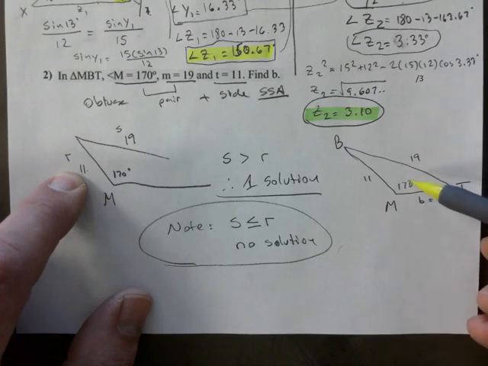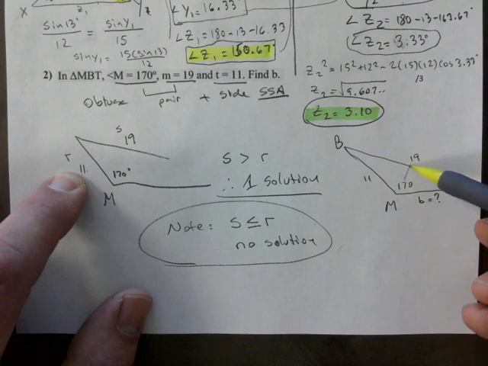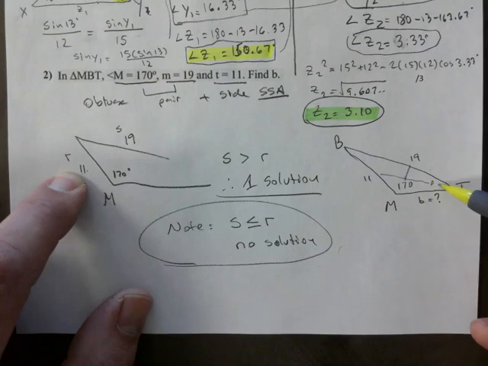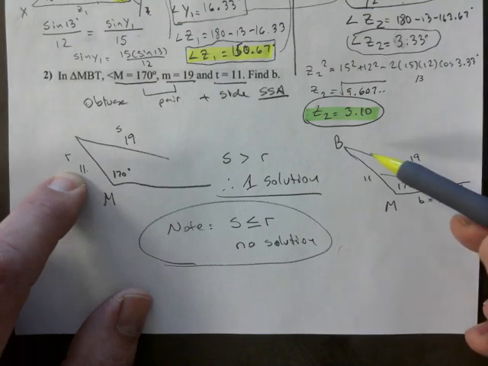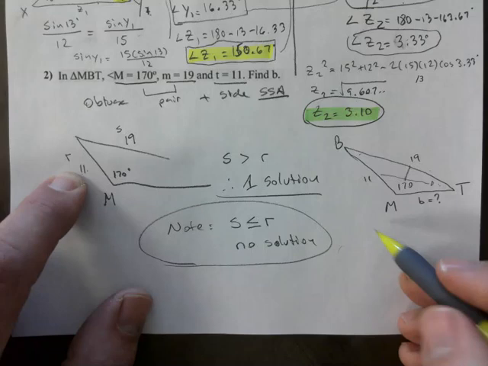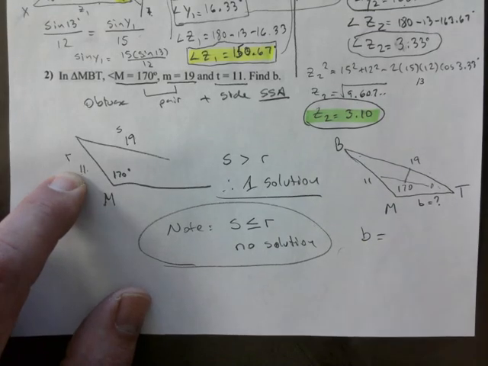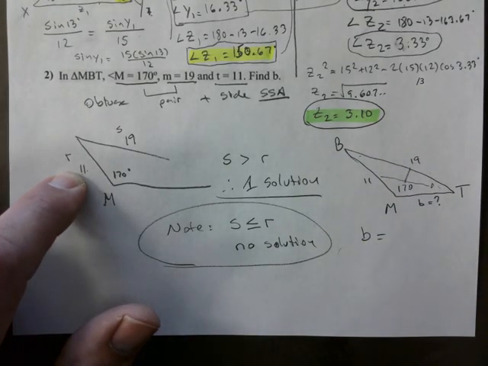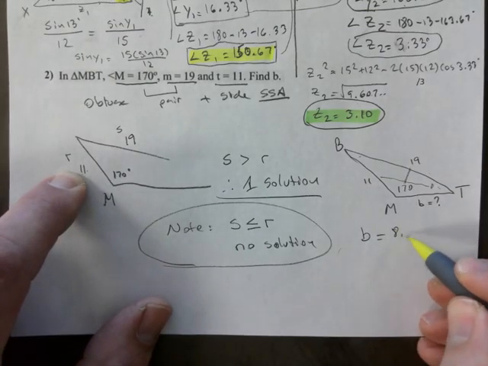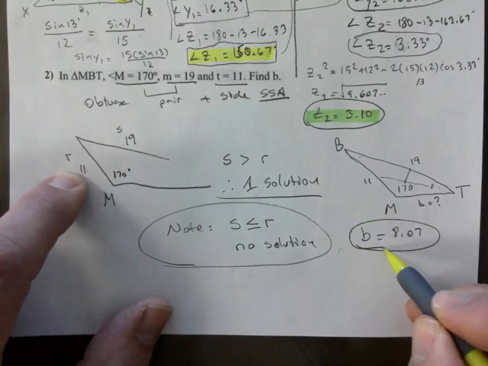Can you do it in one shot? No, you can't. But you've got a pair, and this side is going to solve for that angle, and then this angle is going to allow you to solve for that. And I'm just going to give you the side length here. B is going to be 8.07 if you solve it. Okay?